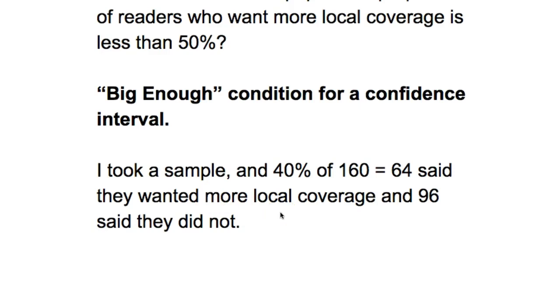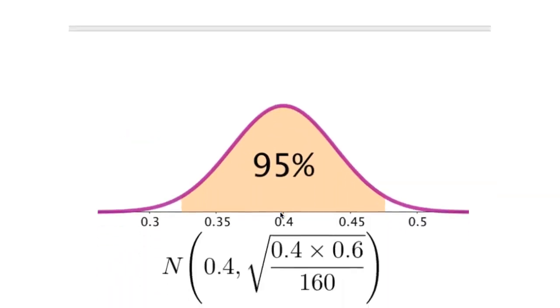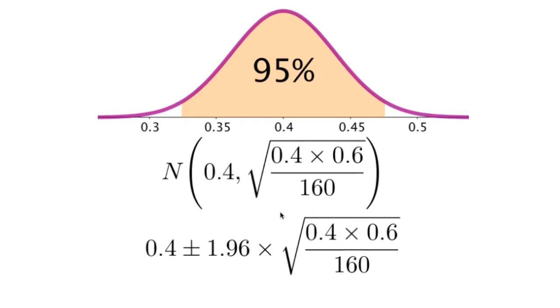So if we're allowed to use a normal model, what is our normal model? My normal model looks like this. I use the p-hat, I use 0.4, times 0.6, remember 0.6 is q, divided by my sample size. I use my p-hat to build my normal model, and then I use this normal model to build my confidence interval down here. And that confidence interval is for a 95% confidence interval, where we want the middle 95%.